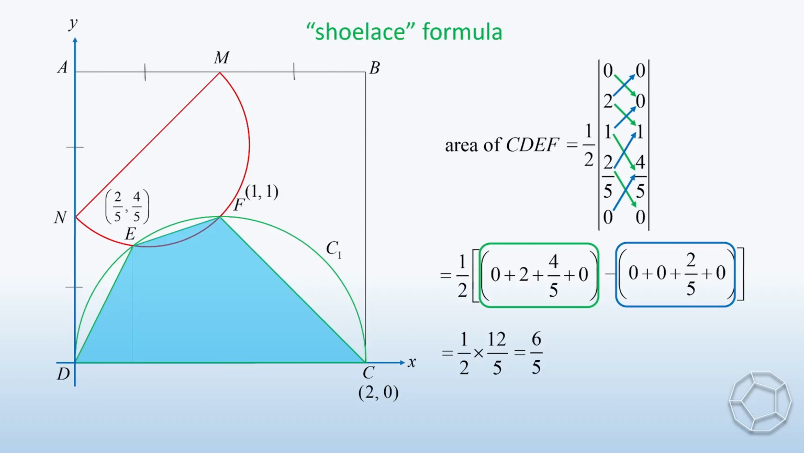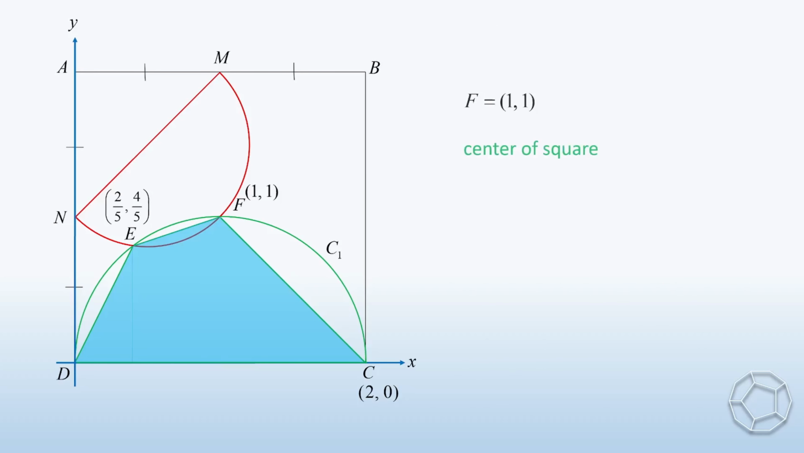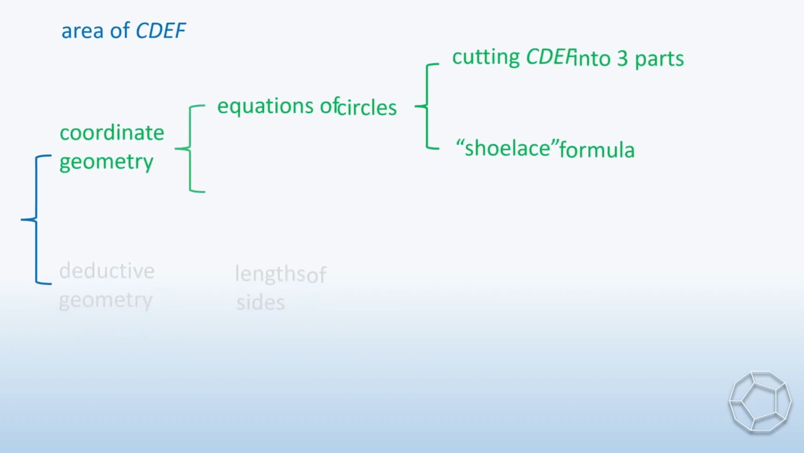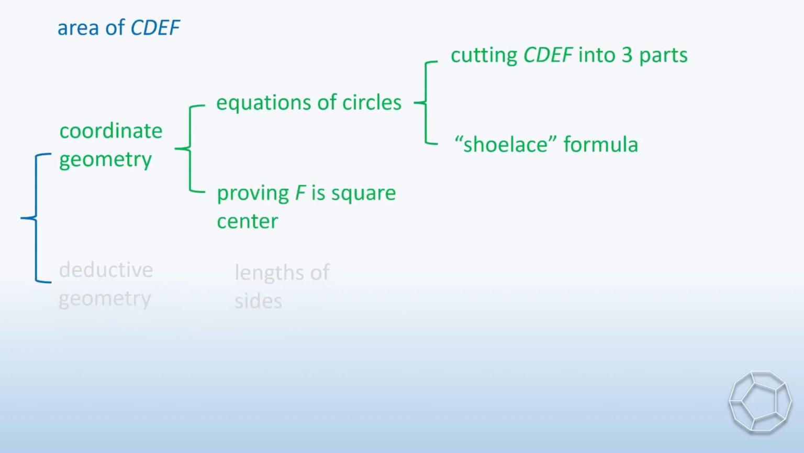Alright, can we do it in an even better way? You see, the coordinates of E and F do not involve any square roots. Indeed, F is equal to (1, 1). It suggests that F is the center of the square. Is there any geometric significance? The next thing we are going to do is to prove this without using equations of circles.